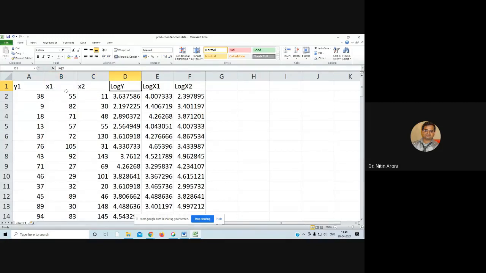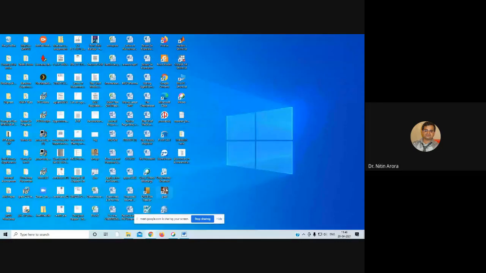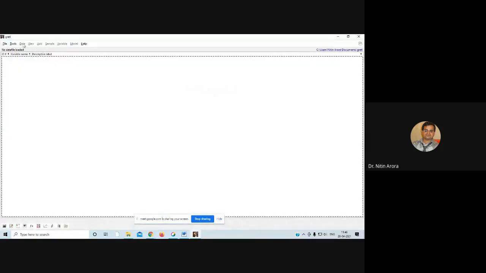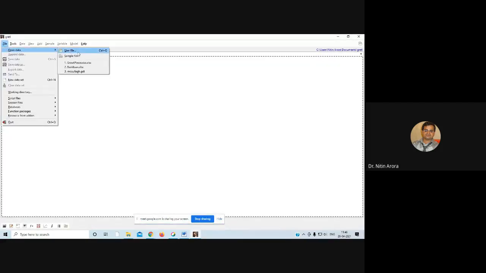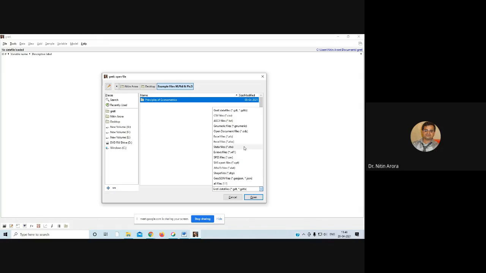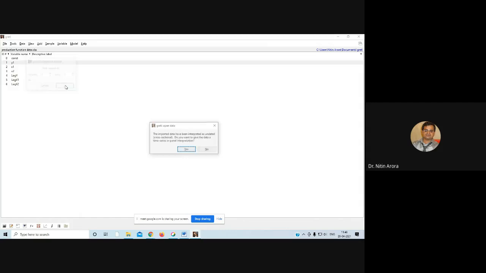Log y is the natural log of y1, log x1 is the natural log of x1, log x2 is the natural log of x2. So this is the structure of the data. Let us open the data of 100 firms in Gretl, because we have to test the restrictions. I will show you what is the need of the test of restrictions. File, open data, user files, desktop, example files, Excel files, production function data.